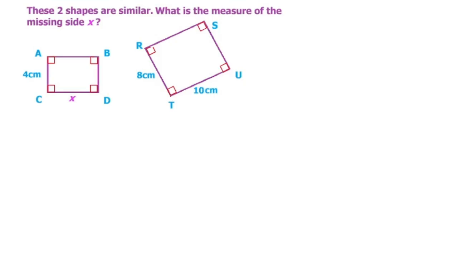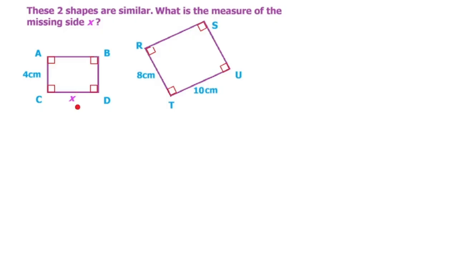In this video, I'm going to explain a little bit more about similarity. So I'll show you some of the tricks that you have to go through to figure out if two shapes are similar. So if we have a problem like this that says these two shapes are similar, what is the measure of the missing side x? Here's the missing side x.